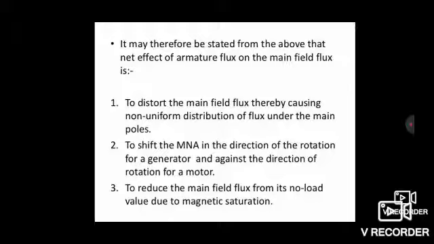It may therefore be stated from the above that the net effect of armature flux on the main field flux is to distort the main field flux, thereby causing non-uniform distribution of flux under the main poles; to shift the MNA in the direction of rotation for a generator and against the direction of rotation for a motor; and to reduce the main field flux from its no load value due to magnetic saturation.